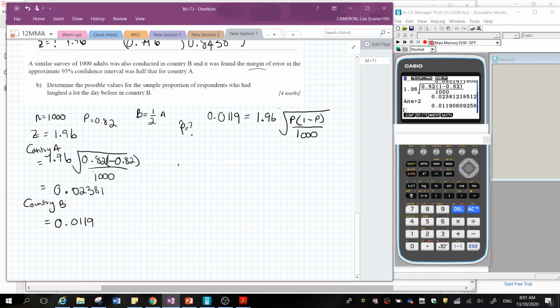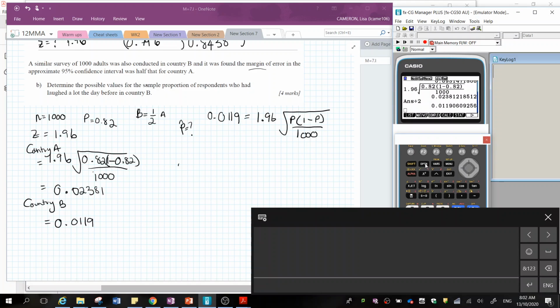Now from this point you've got two ways to do it. Either you can rearrange it and it's going to become a quadratic, because when you expand this, you'll have p minus p squared. So you know you should be getting 2 solutions, or 1 or 0, but pretty much 2 solutions for this. So I'm going to use solve because I'm lazy.